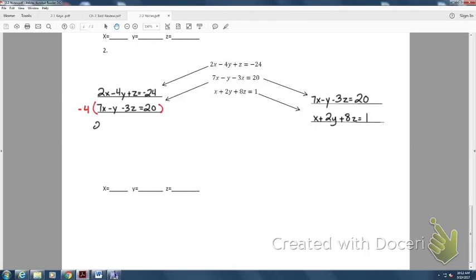Again, I'm going to rewrite the first equation so I can have the two right on top of each other. So it should end up with that, and that would give me this equation right here.